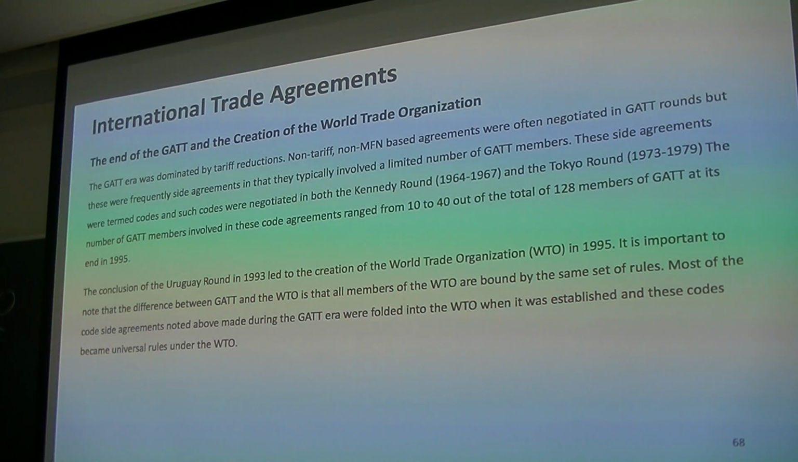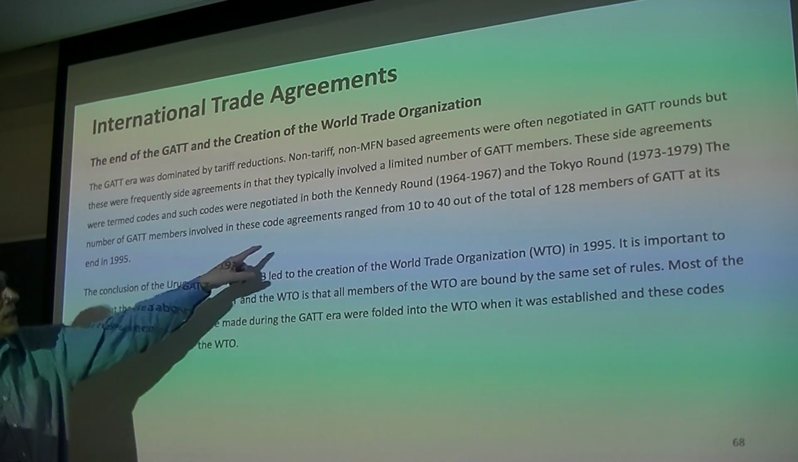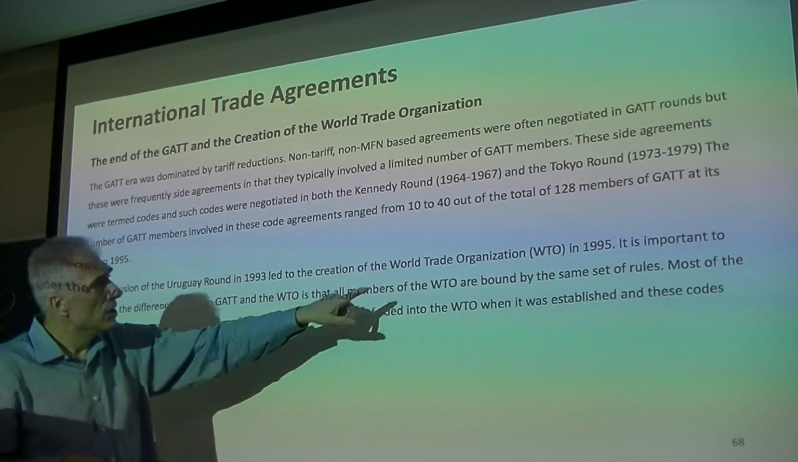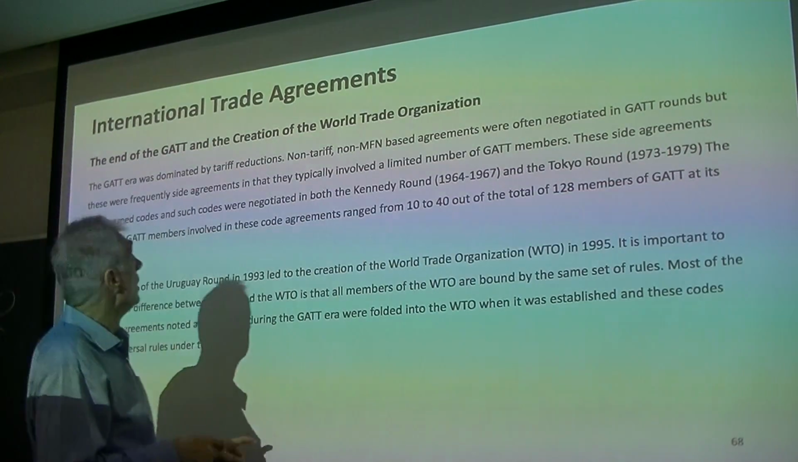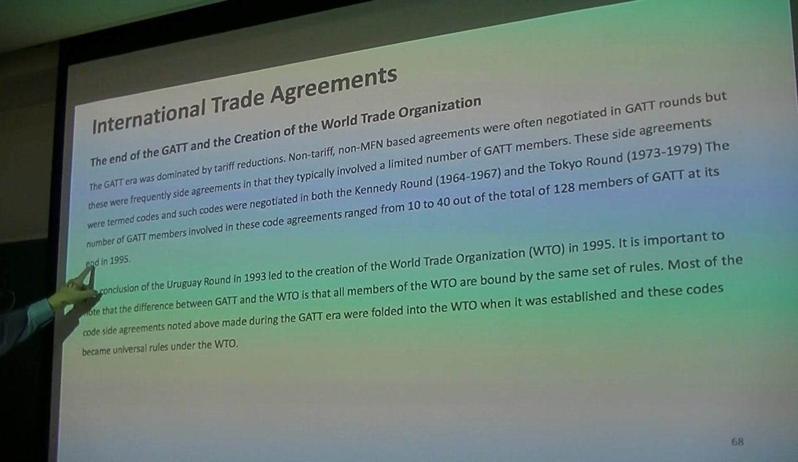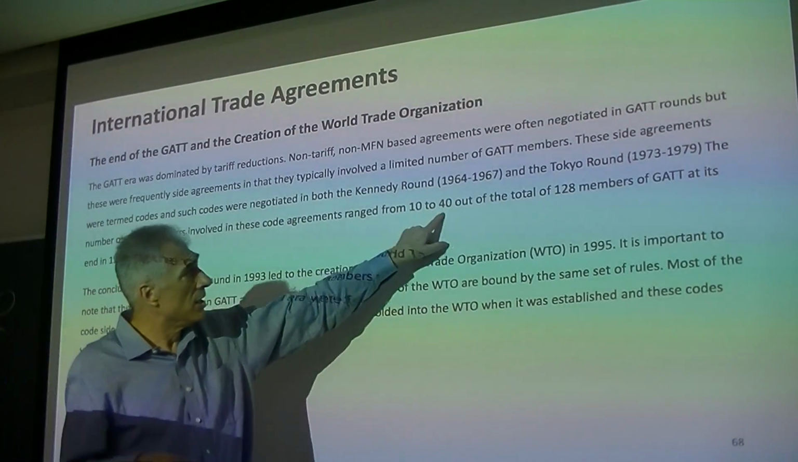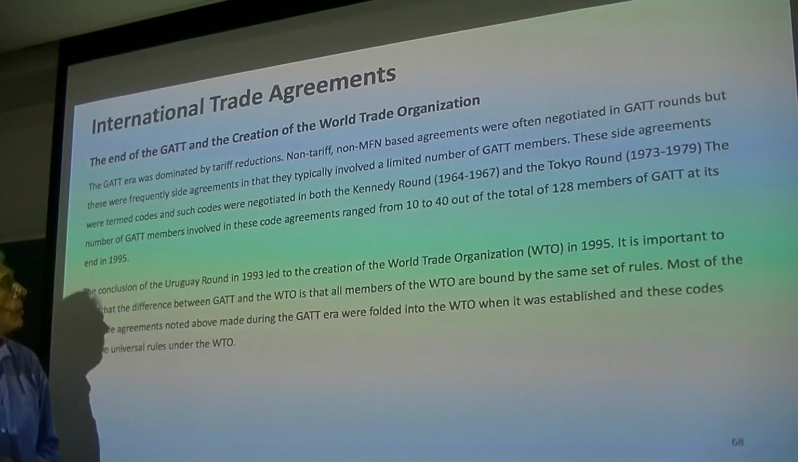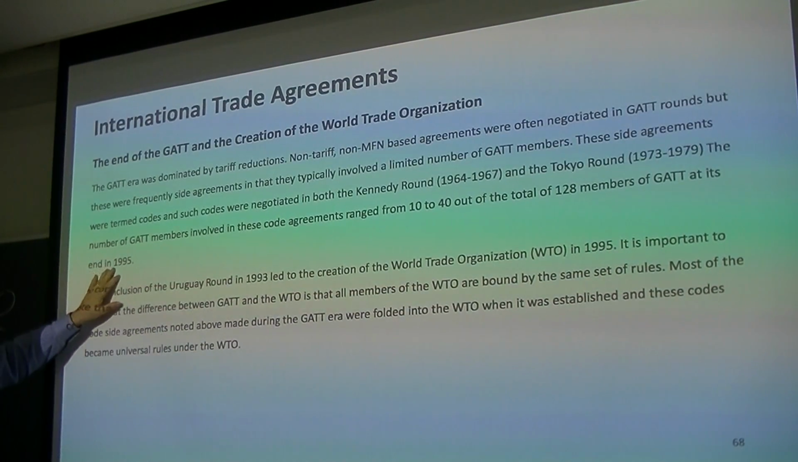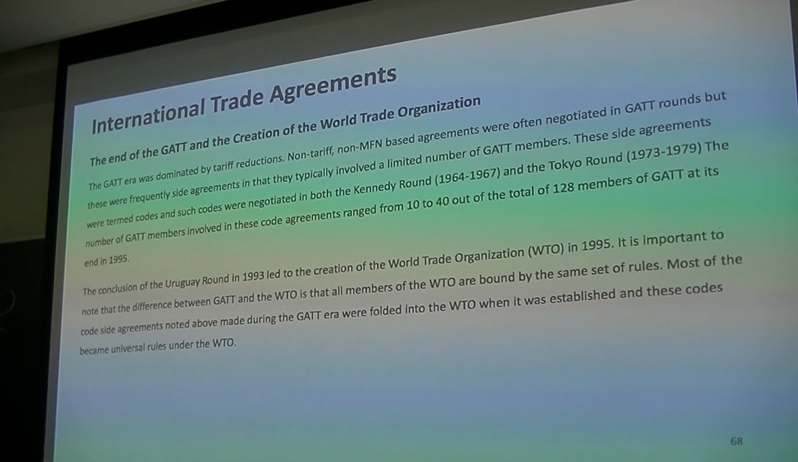So you had the big group, but then you'd have a smaller group that would go outside of that, and there'd be a number of countries that would be party to those agreements, but smaller than the big group of GATT countries. And so you had the Kennedy Round, 1964-67, and what was called the Tokyo Round, 73 to 79. These code agreements ranged from 10 to 40 members out of a total of 121 members. There were 128 members of GATT at the end of GATT in 1995.